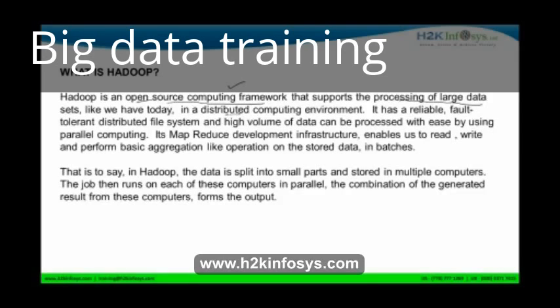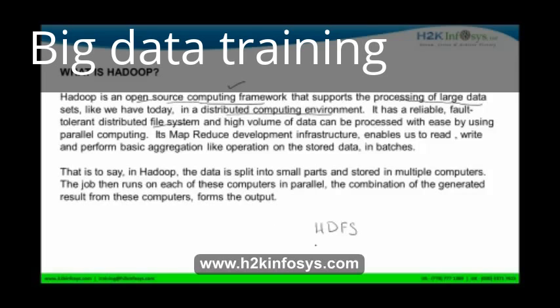And the way it works is that it distributes the computing environment, meaning the work is distributed among different machines. It has a reliable, fault-tolerant, distributed file system. That is what is called the HDFS, like I said earlier. So Hadoop's file system is reliable because data is never lost. It's fault tolerant because it replicates, and it handles high volume of data.